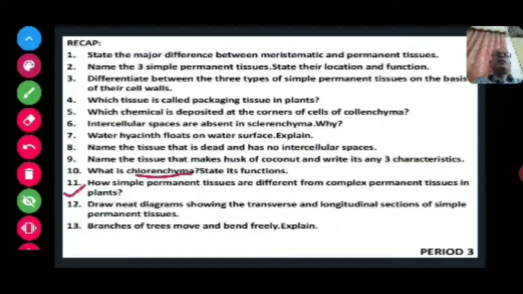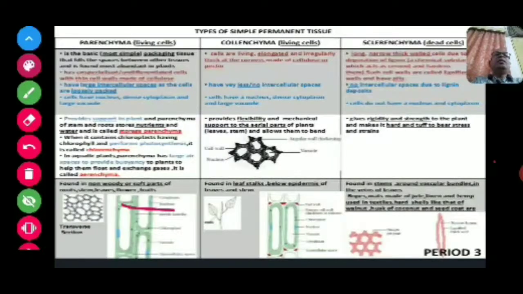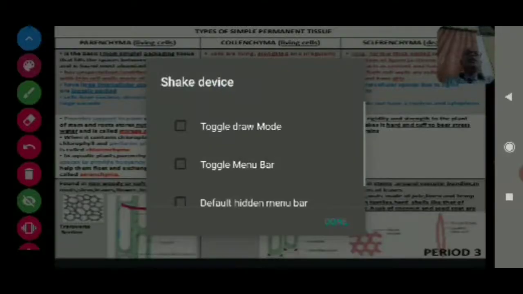How are simple permanent tissues different from complex permanent tissues in plants? I have told you that simple permanent tissue means they are made up of a single type of cells, while the complex permanent tissues are those tissues which are made up of more than one type of cells. You have to write a neat diagram of sclerenchyma.